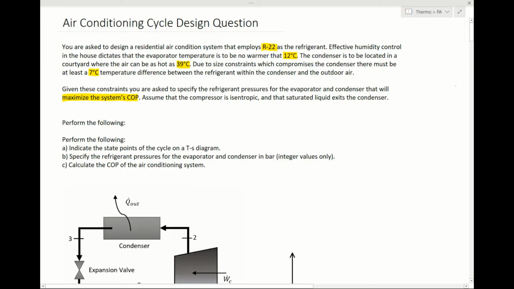So there are three parts to this question. Part A is simply to indicate the state points on a TS diagram. Part B is to specify the refrigerant pressures, and we're doing that specifically to maximize the system's COP, and then part C is to calculate the COP. Part A and part B will be design questions, and then part C will look a lot like a conventional air conditioning analysis.